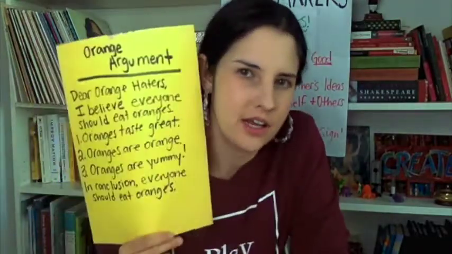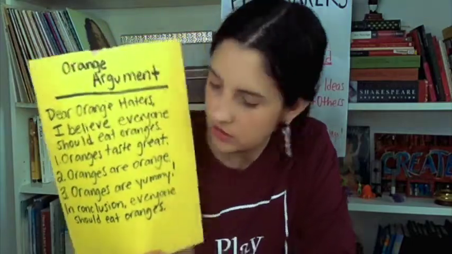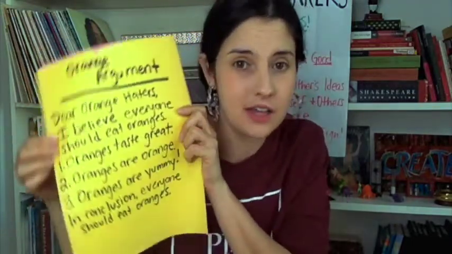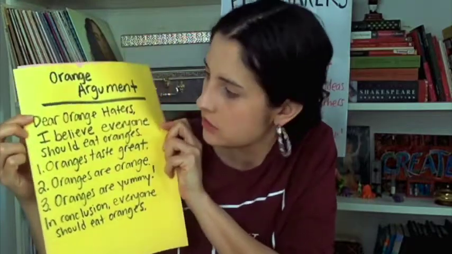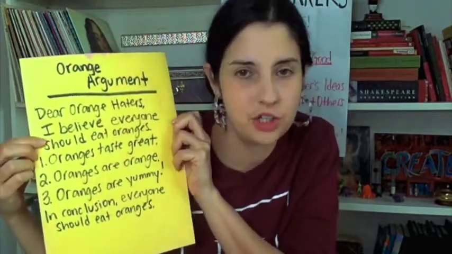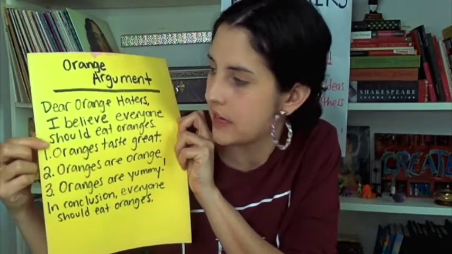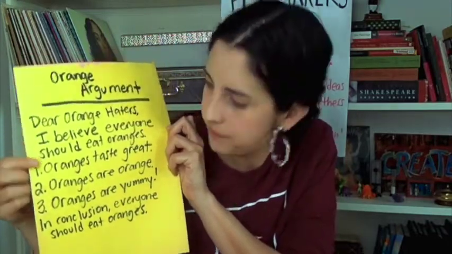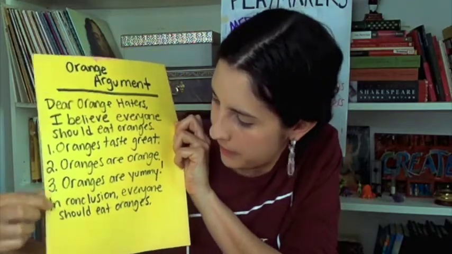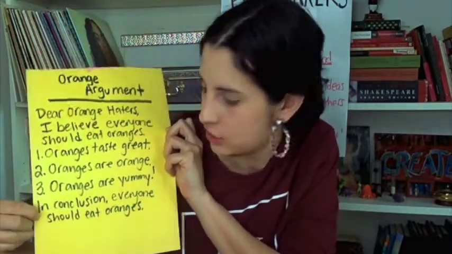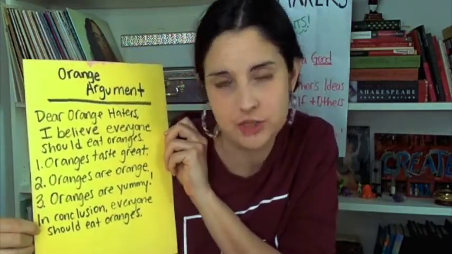Now here's the thing. I want you to ask yourself, did I have all the things that a persuasive argument has? Well, I address my audience. It's the orange haters. I believe everyone should eat oranges. I state my case. I state what I want. And then I have three supporting reasons. One, two, three. Bam, bam, bam. And then I have a conclusion. In conclusion, everyone should eat oranges.